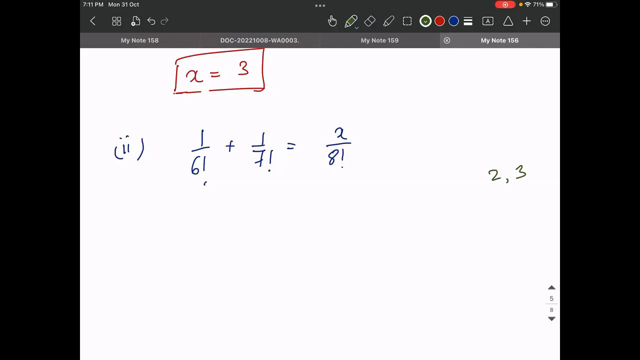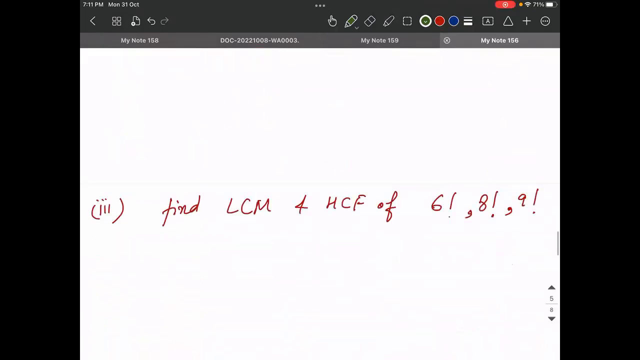Okay, the question is this. Find LCM and HCF, those who have done 6, do the third one. One more question for you. Prove that 33 factorial is divisible by 2 to the power of 15. The index is 15, right?